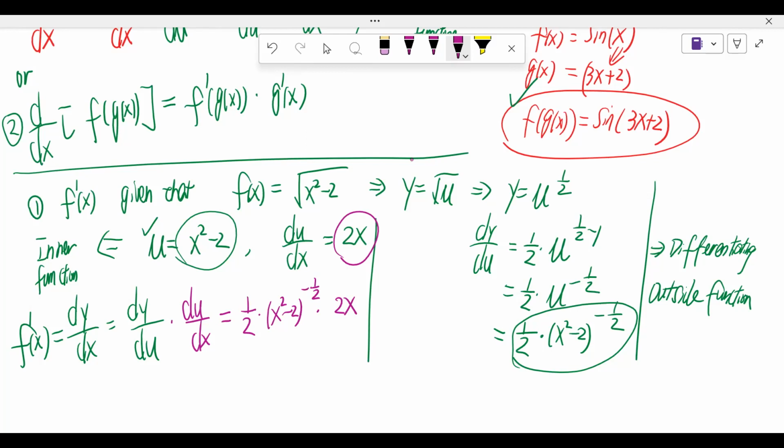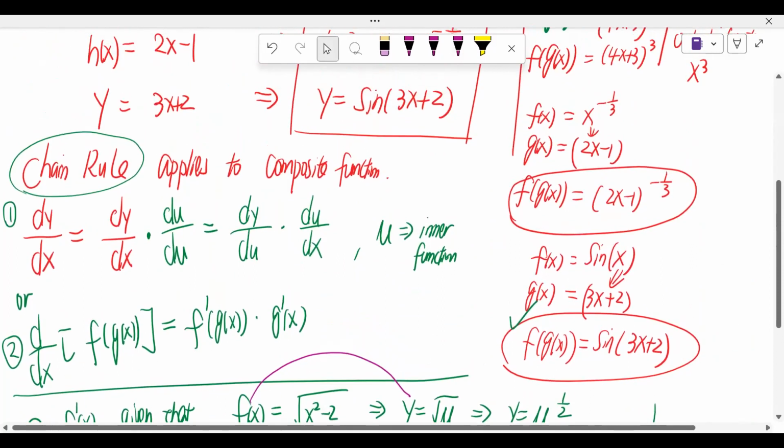Any questions? It's still kind of confusing for the second part. I understand that the second part, the dy over du, is the outer function. Yep, that's right. But when you put it together, that's where I'm lost. Remember, I just showed you how to go from dy over dx to dy over du times du over dx. Do you understand that part?